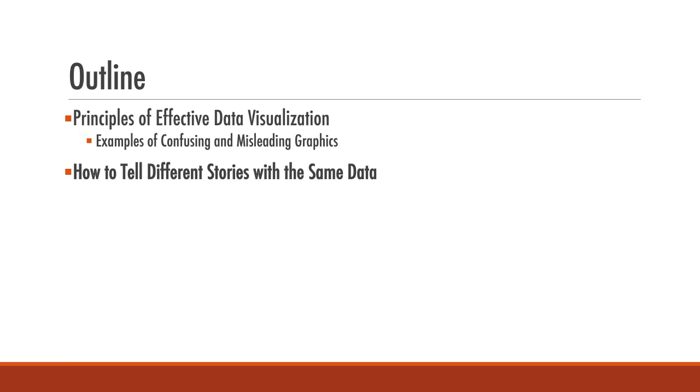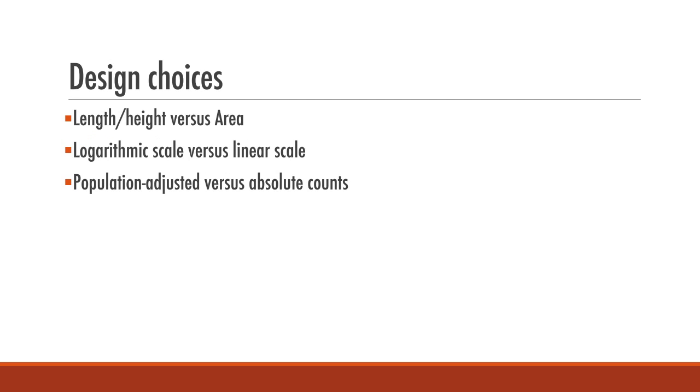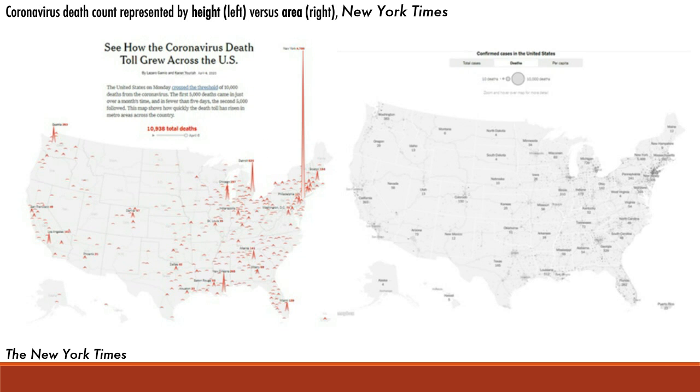The last thing I want to talk about here is the point that you can correctly graph the same data in many different ways to tell different stories. I'm going to use COVID-19 as an example to show you a couple of different statistical and design choices that you can make when graphing your data in order to tell different stories. This first example shows the difference between representing counts as height or length versus area.